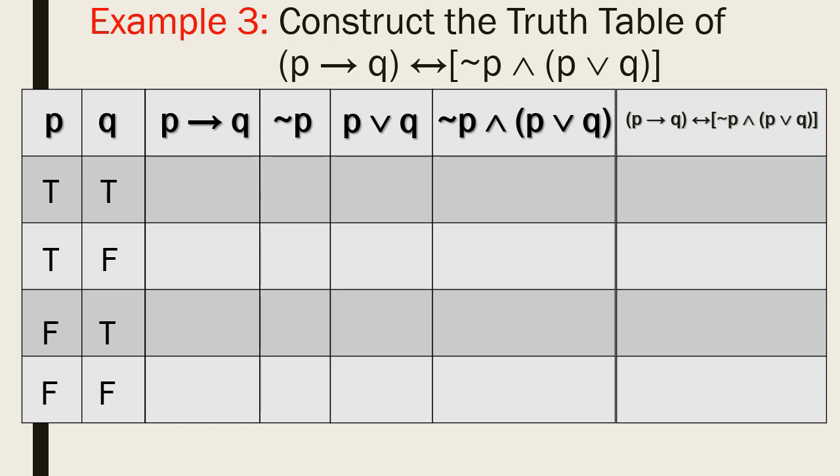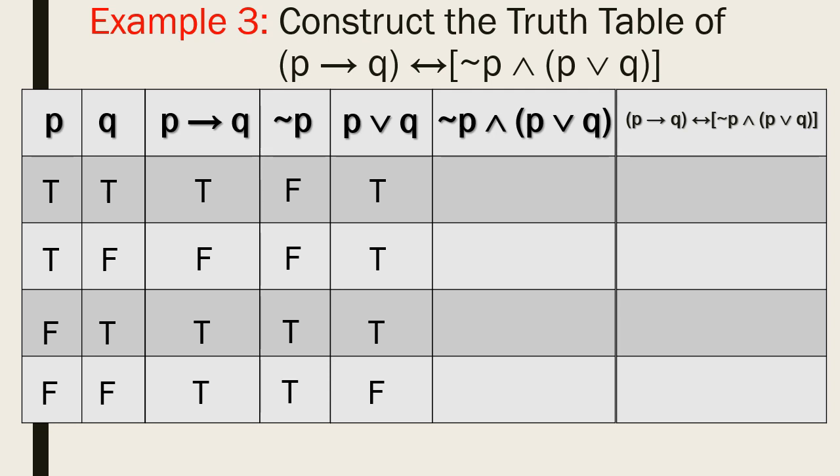Implies. So in here, TF is false, and then the rest is true for the conditional. And then not P, so that's the opposite: F, F, T, and T. Then P or Q. Remember, for or, at least one T for it to be true. So look at P and Q. T T is true, then F T is also true, F F is false.